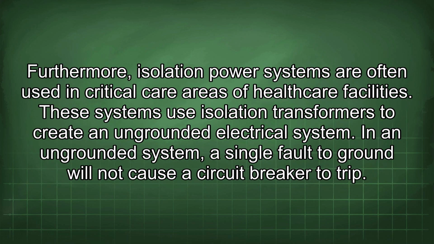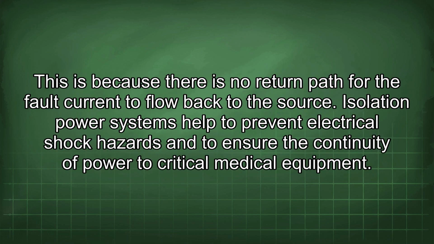Furthermore, isolation power systems are often used in critical care areas of healthcare facilities. These systems use isolation transformers to create an ungrounded electrical system. In an ungrounded system, a single fault to ground will not cause a circuit breaker to trip. This is because there is no return path for the fault current to flow back to the source. Isolation power systems help to prevent electrical shock hazards and to ensure the continuity of power to critical medical equipment.